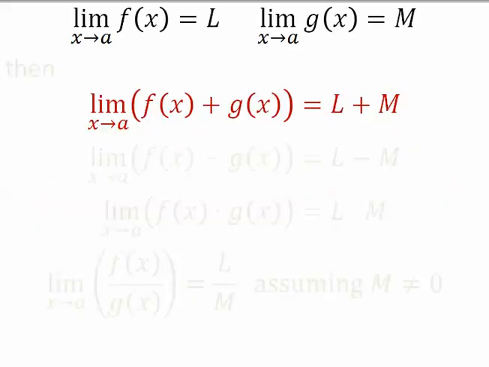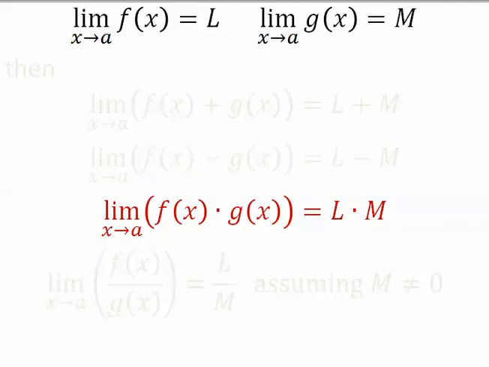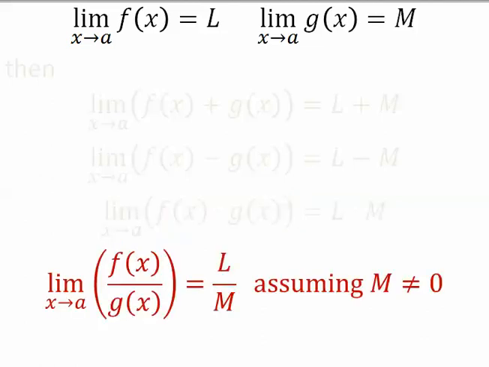You know that the limit of the sum is the sum of the limits. You know that the limit of the difference is the difference of the limits. You know that the limit of the product is the product of the limits. And you know that the limit of the quotient is the quotient of the limits, assuming that your denominator is not going to 0. Your denominator can't go to 0. If it does, you can't do this. You've got to find another way to find the limit.